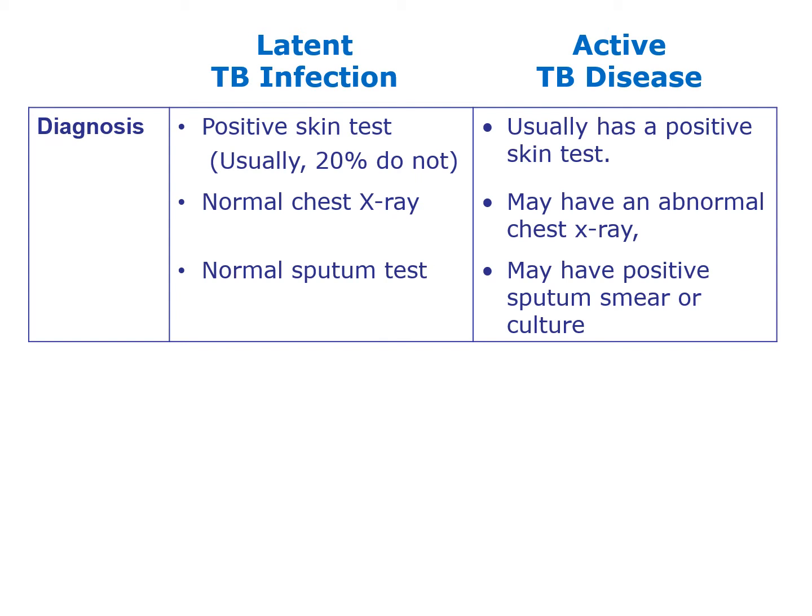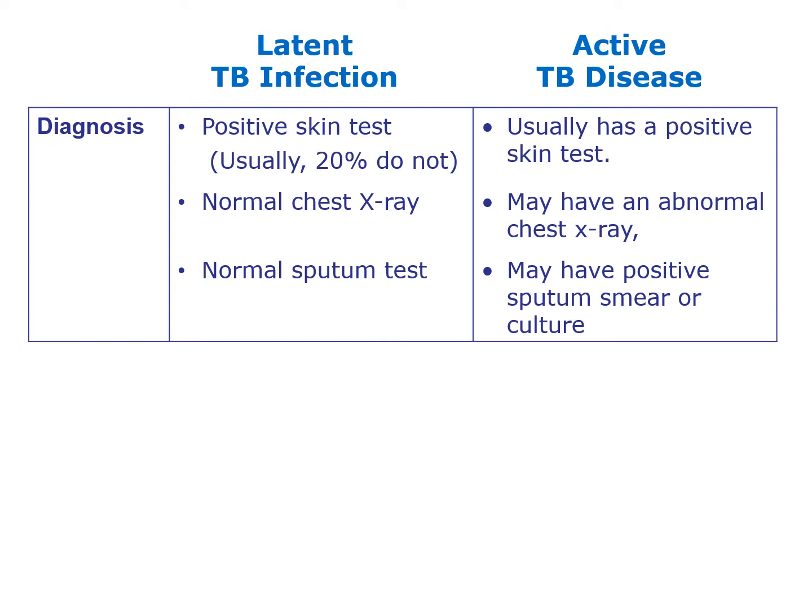In terms of diagnosis, if you have a latent TB infection, you're going to have a positive skin test, usually, but not always. If you have a fairly mild infection, as in a rather small number of bacteria, and you've been pretty successful at walling it off, you might not have a lot of antibodies in your system. If you have the active TB disease, you're going to have a positive skin test almost always. Now, the skin test is not always 100%.